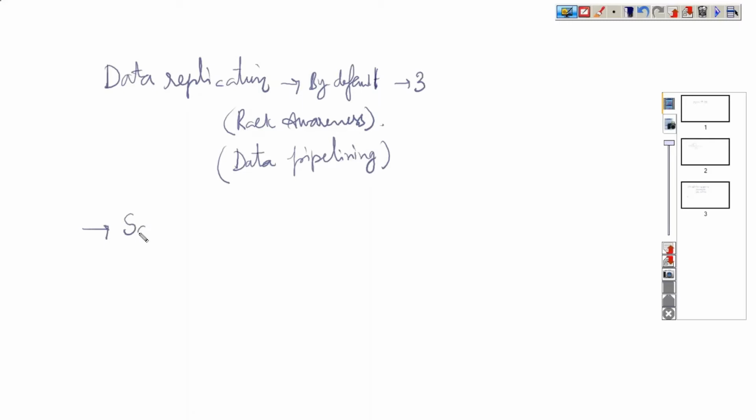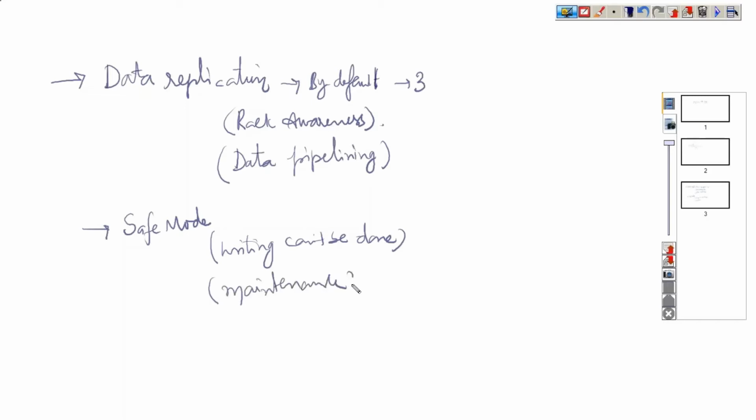Next, we discussed safe mode. What is safe mode? The cluster doesn't allow data to be written into HDFS, so data writing is not possible, only reading can be done. What could be the reasons for the NameNode to enter safe mode? The cluster may be under maintenance, or it is the initial start of the cluster. By default, it will be in safe mode for 30 seconds.